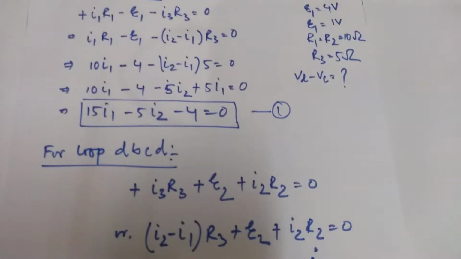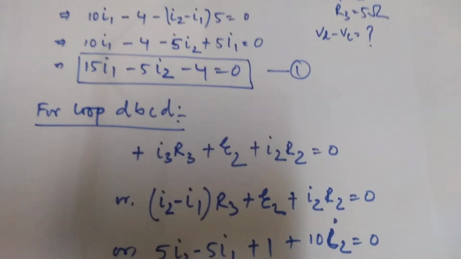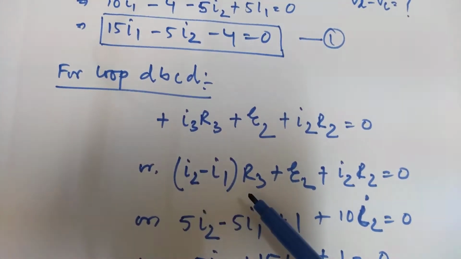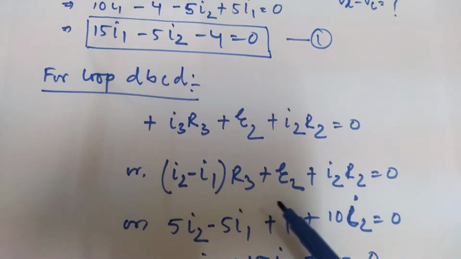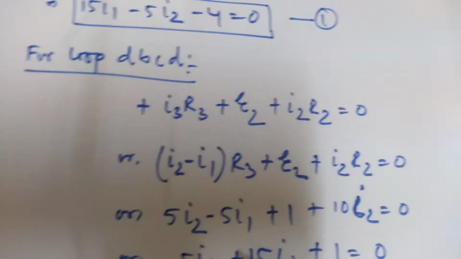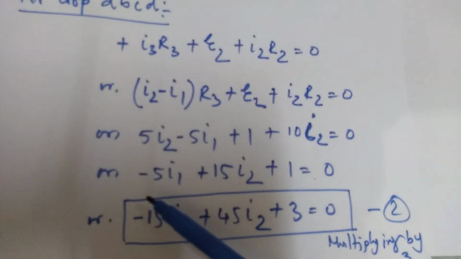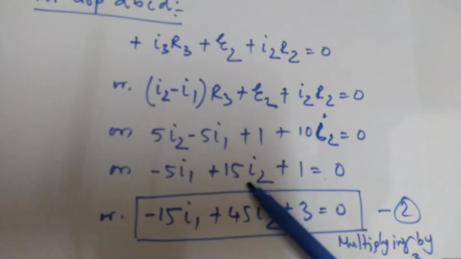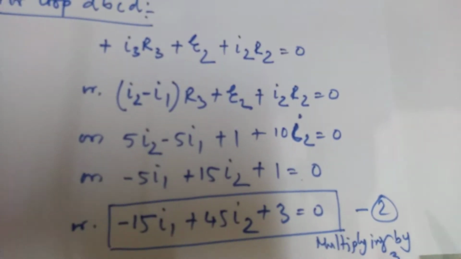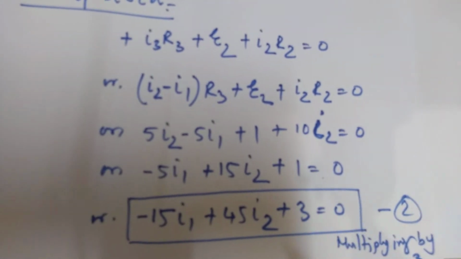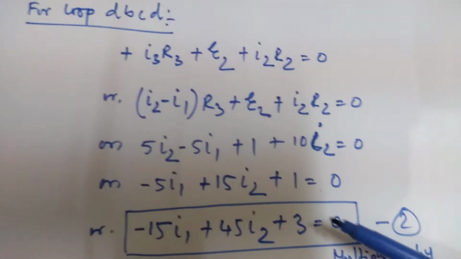Now you can replace the current I3, which will be I2 minus I1, into R3 plus I2, plus this equation. Now you can put in the values of the resistors. If you put them in, you will find minus 5 I1 plus 15 I2 plus 1 equal to 0. Now I have these two equations and two unknowns, so I am going to solve equation number 1 and equation number 2.